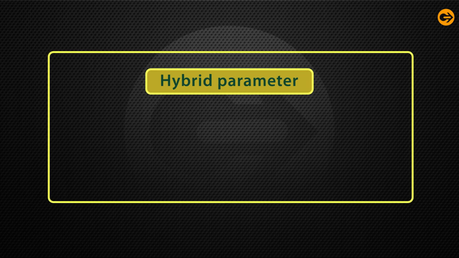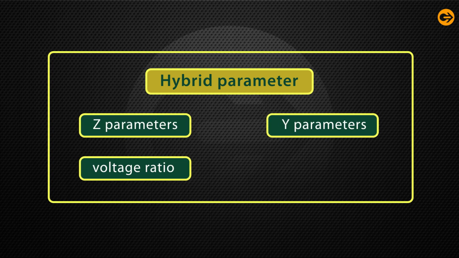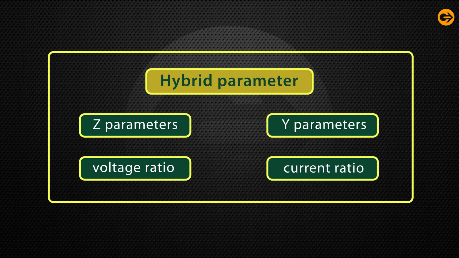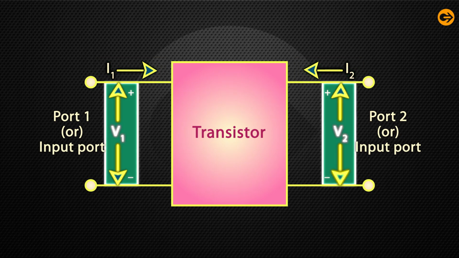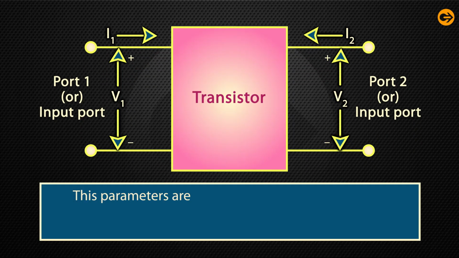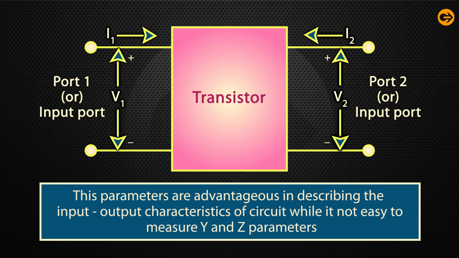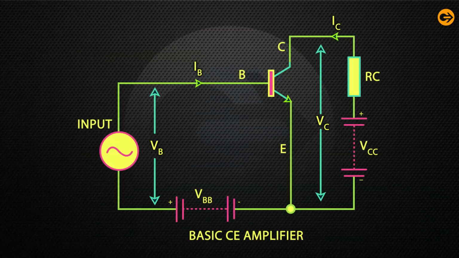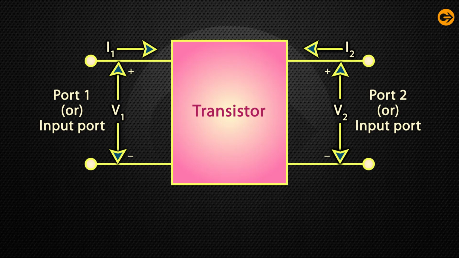H parameters are known as hybrid parameters because they utilize Z parameters, Y parameters, voltage ratio and current ratio to signify the relationship among the current and voltage in a two-port network. These parameters are advantageous in describing the input-output characteristics of a circuit, while it is not easy to measure Y and Z parameters, such as in a transistor. A transistor can be treated as a two-port network.